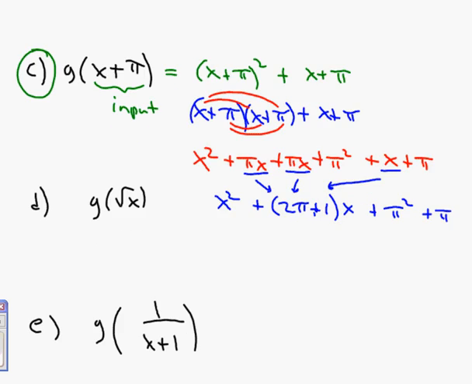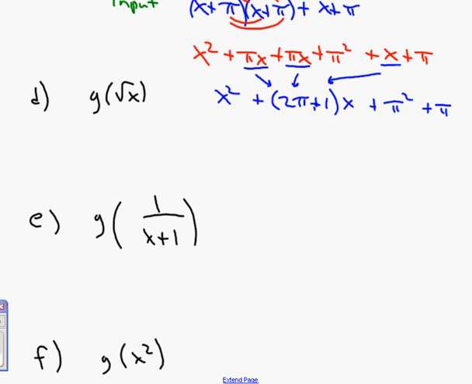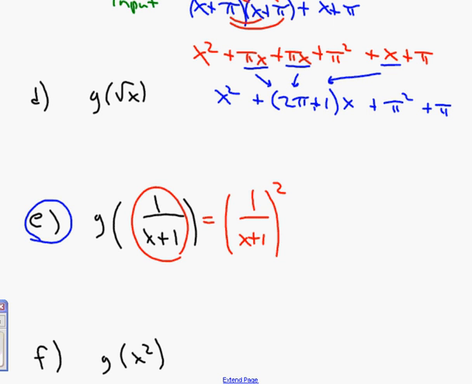Alrighty. I guess I'll focus on this part E. This is some tricky algebra, and we'll see what happens. Okay? Again, this whole thing is your input. What does g do to a function? It squares its input and adds it to itself. So you get 1 over x plus 1 quantity squared plus 1 over x plus 1.